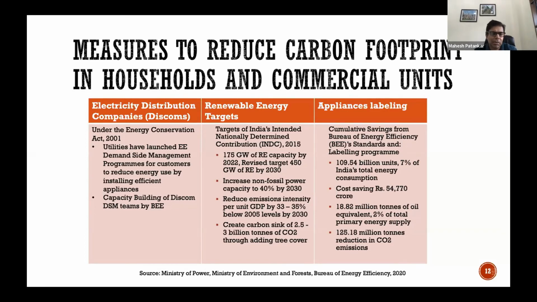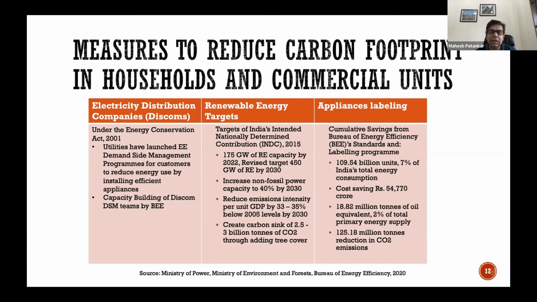I think some of the things got triggered because of creating the labeling plan for appliances such as refrigerators, air conditioners, water heaters, and so on. The Bureau of Energy Efficiency recently released a report, and that report claims close to a 7% reduction in total energy consumption because of the labeling program, which also resulted in something close to 55,000 crores of cost savings. So this is not to be ignored.